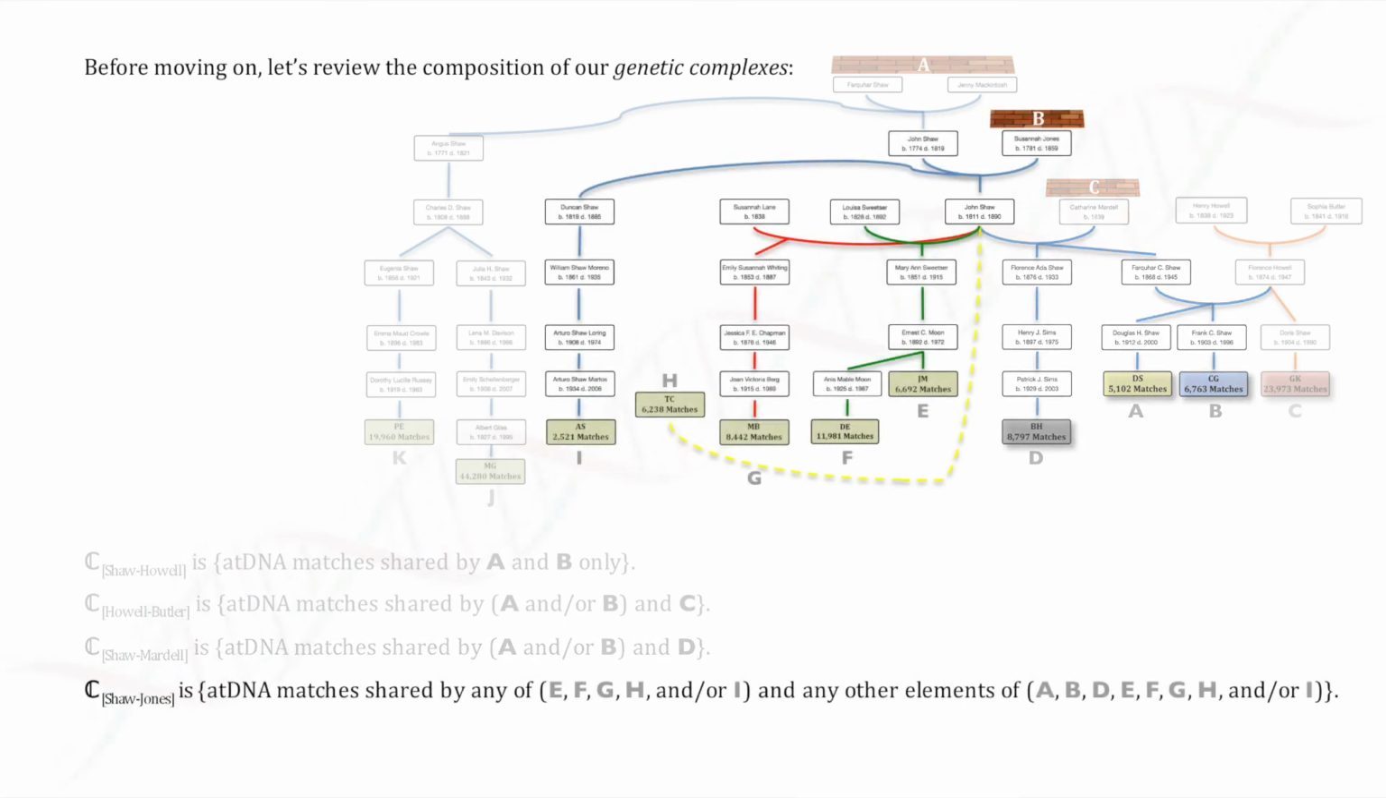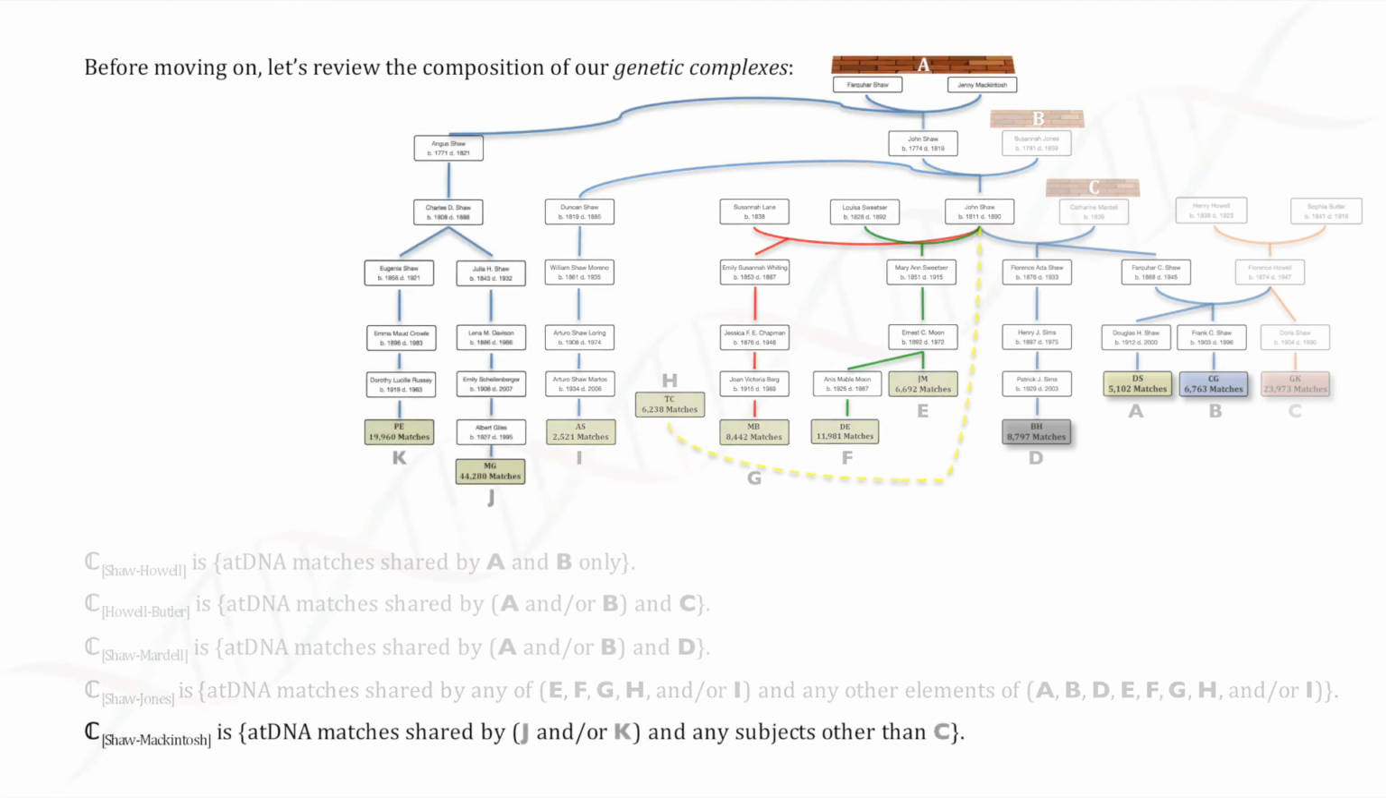Complex Shaw-Jones is the set of DNA matches shared by any of E, F, G, H, and/or I, and any other elements of A, B, D, E, F, G, H, and/or I. As with correlating subject D, this tier of subjects removes matches from complex Shaw-Mardell and creates a complex whose elements are connected through either more distant Shaw relations or through our brick wall B.